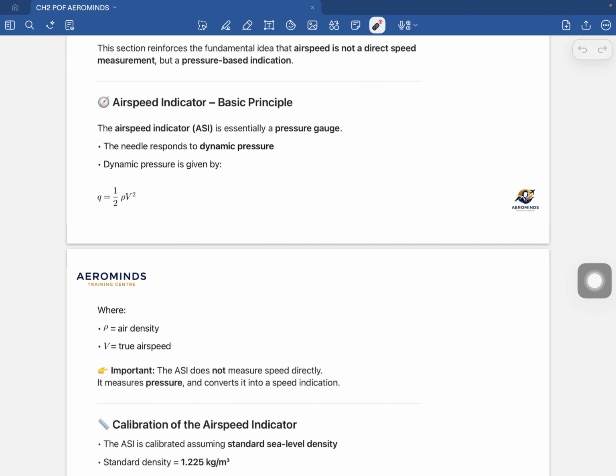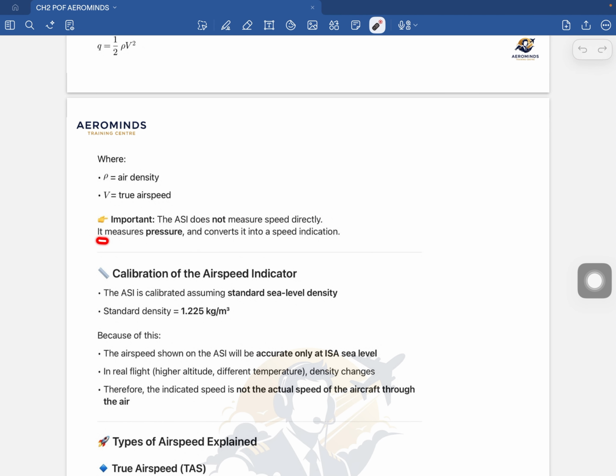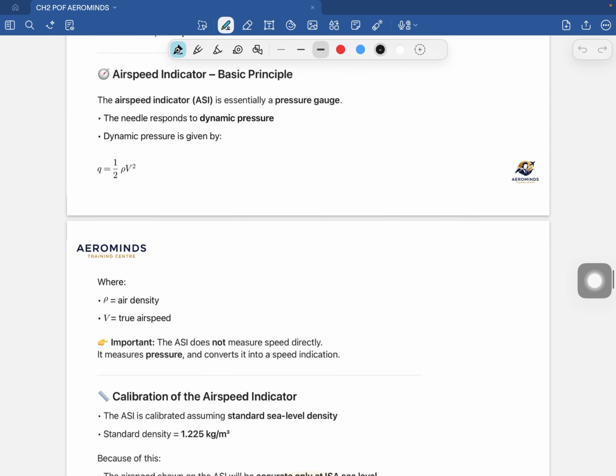Now here comes the exam important line. The airspeed indicator does not measure the speed directly. It measures the pressure and then converts that pressure into a speed indication. Got it? So remember this.